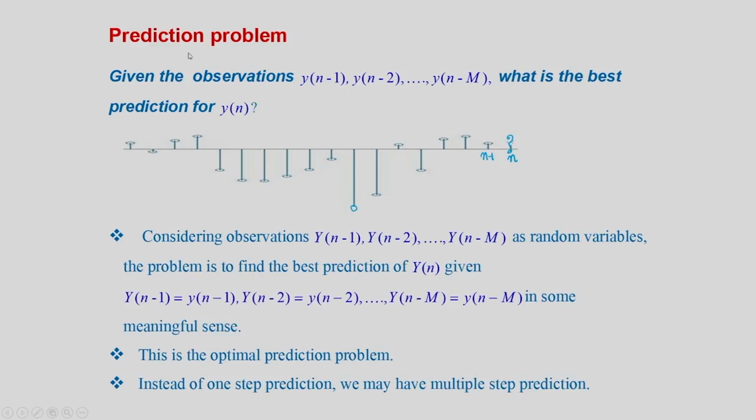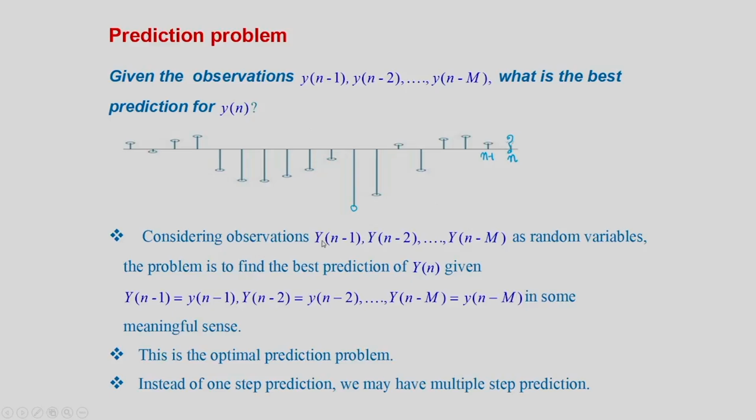First, let us see what is a prediction problem. Given the observations y[n minus 1], y[n minus 2], etc. up to y[n minus m], what is the best prediction for y[n]? That means, we have the signal at n minus 1, n minus 2, n minus 3, etc. up to some n minus m, then what is the best prediction for the signal at instant n? So, we want to predict y[n].